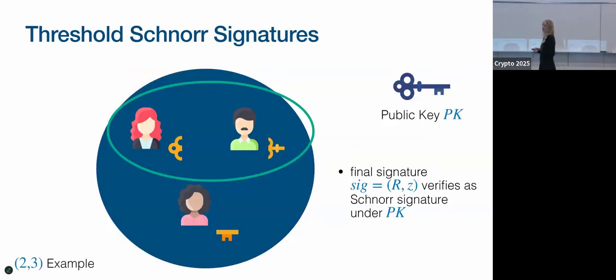So threshold Schnorr signatures basically consist of a set of parties holding a share of the key, and then there's some interaction, and at the end, they produce an overall signature (R, z). And this final signature must verify exactly like single-party Schnorr under the overall public key.